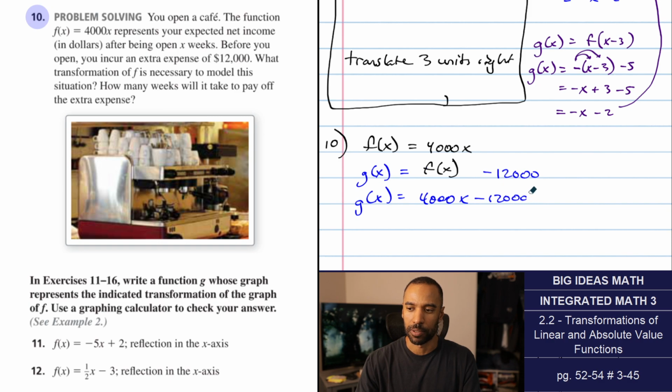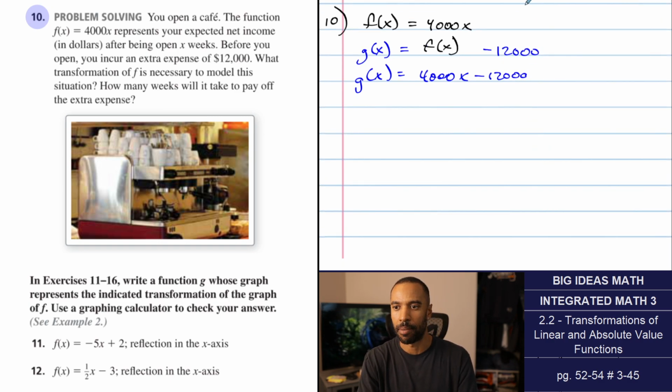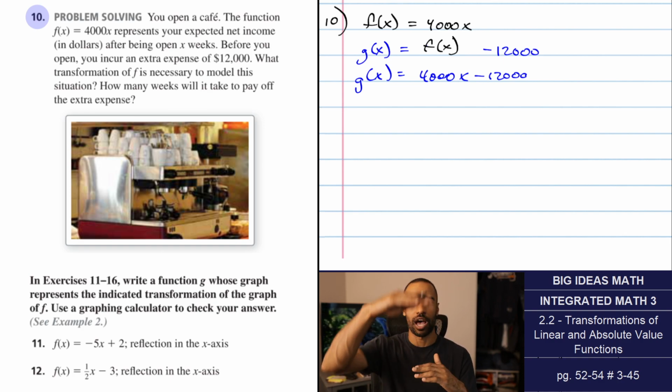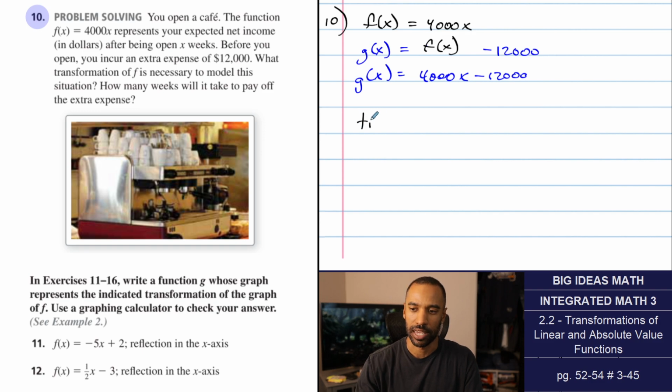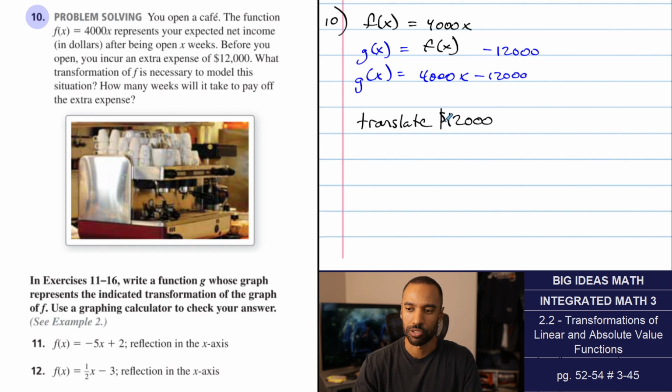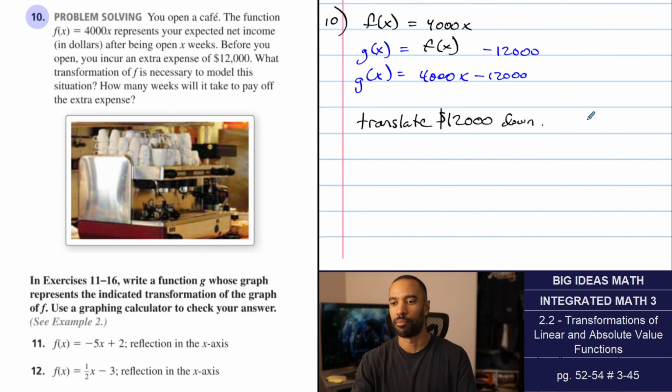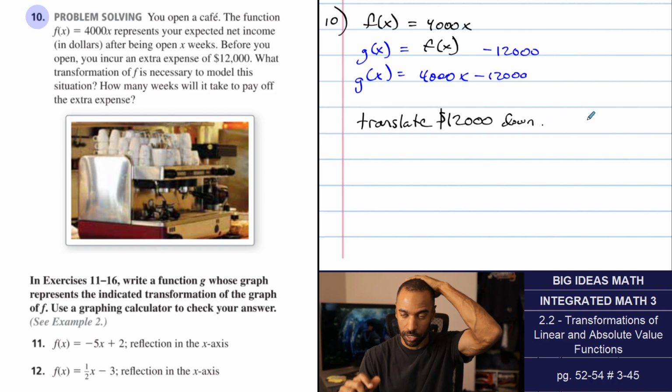So that's the equation. They asked what's the transformation. If that minus 12,000 is on the outside of it, it's a translation down. I mean, imagine the graph represents up is positive income, down is negative income, things like that. You translate 12,000 units down. Now this is $12,000 down. $12,000 down. Yeah, from your original, right? That was the incurred expense.